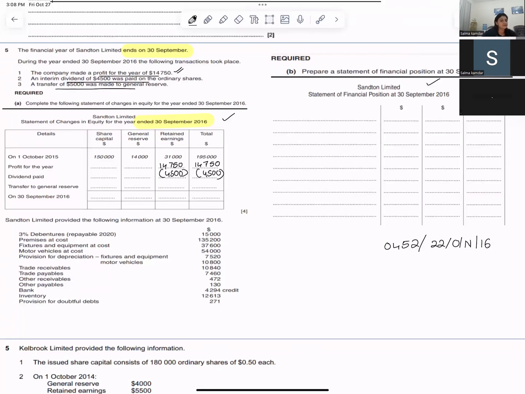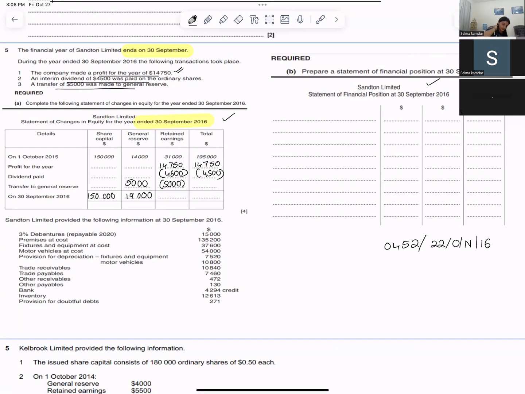A transfer of 5,000 was made to the general reserve. So minus from the retained earnings and add to the general reserve. Done. Is there anything else? Nothing else is there. So now we just do the totals. You will just do the totals of all the columns.